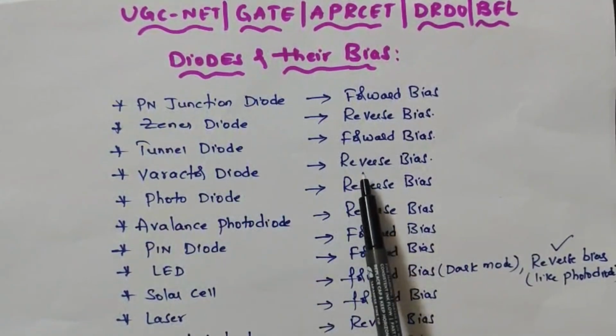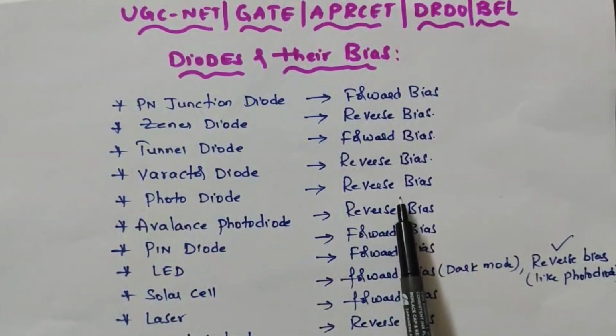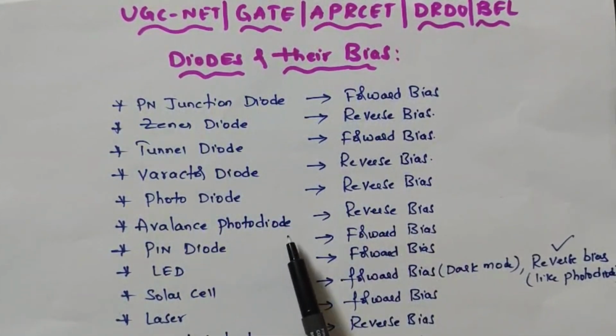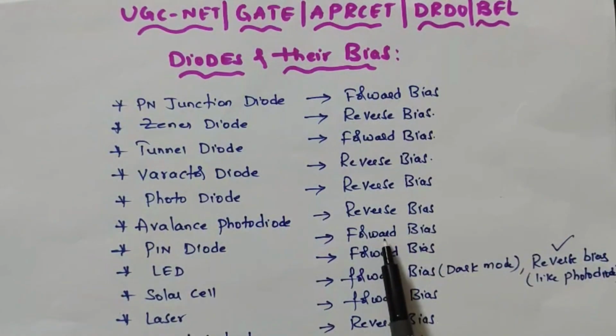Varactor diode operates in reverse bias. Photodiode operates in reverse bias. Avalanche photodiode works in reverse bias. PIN diode works in forward bias. LED, light emitting diode, works in the forward bias.